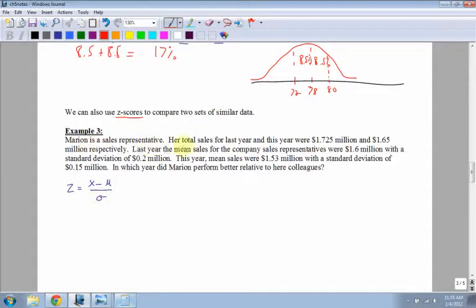It says, Marion is a sales representative. Her total sales for the last year and this year were 1.725 million and 1.65 million, respectively. Last year her mean sales, for the company, were about 1.6 million, with a standard deviation of 0.2. The information for last year is going to be kept separate from this year. We'll do them in two different colors: red for last year, and green for this year. We're trying to figure out what the z values are.